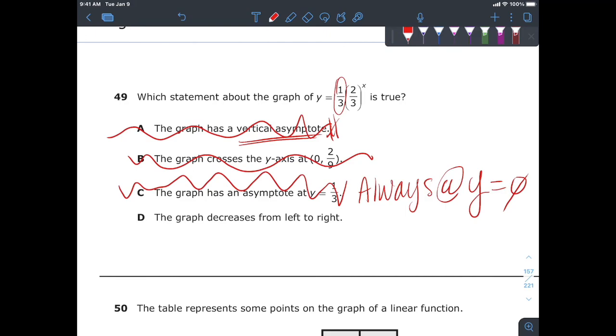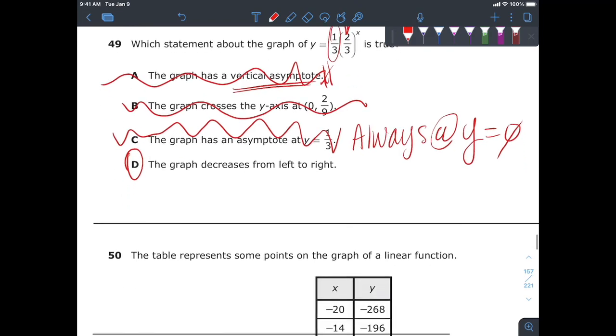Now, I want you guys to remember that. That's super important. Now, for other things in the future, that may change. But in this class, asymptote is always at y equals 0. The graph decreases from left to right. Yes, it's a decay graph. Answer choice D. I could have also graphed this and tried to infer some of these same features.